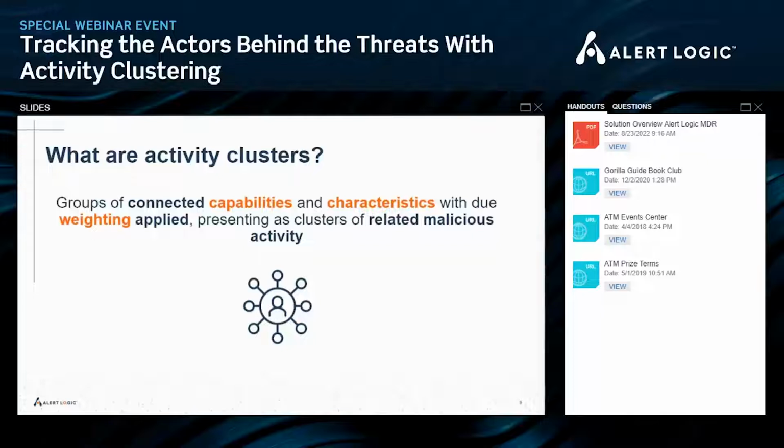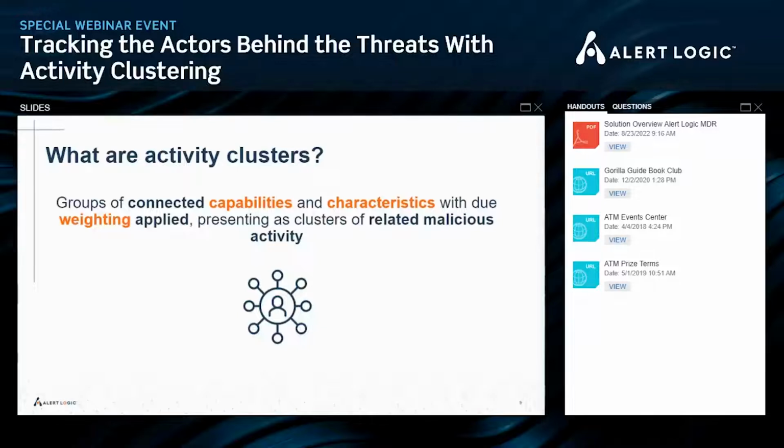So it brings us to activity clusters, and we argued about this definition for a while. Gareth's data science background meant that I had to be very, very accurate here, while also trying to make sure that it was understood and accessible. But we settled on this: the groups of connected capabilities and characteristics where due weighting is applied, and that's really important there, and that present as clusters of related malicious activity.